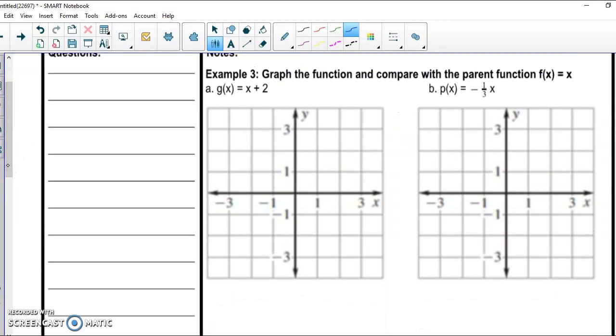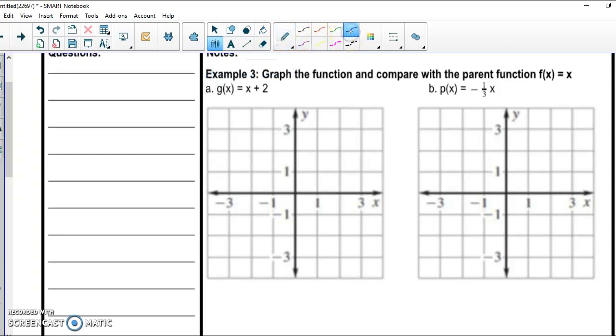All right, let's check out our next section here. For example 3, we are going to graph the function and compare it with the parent function f of x equals x. So here you're hearing about that parent function again. Our parent function is kind of the most basic function in the family. It's the one that all the other functions in this linear function family come from, which is why we call it a parent function. All the other linear functions are derived from this parent function. So it's really the simplest one. So this is what we call my parent function right here.